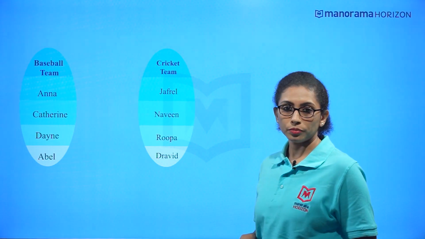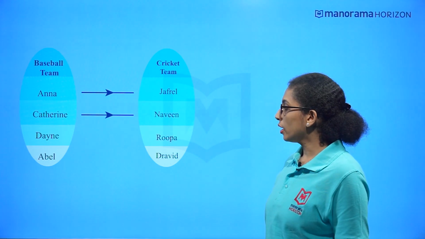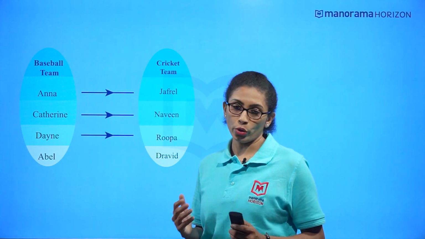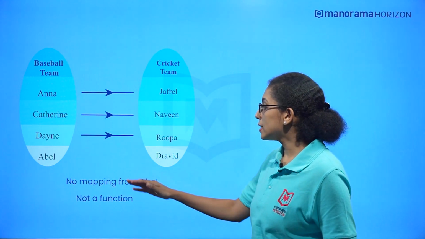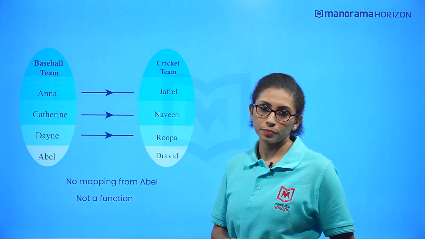Now you know how to identify whether the given relation is a function or not, and also to draw the arrow diagrams for the same. Now an arrow diagram for a relation is given and you are asked to identify whether it forms a function. Refer figure 1. Anna to Jafril, Catherine to Naveen, Dane to Ruba. Is it a function? Think no, right? Why? Here the domain element Abel is having no image, therefore it is not a function.